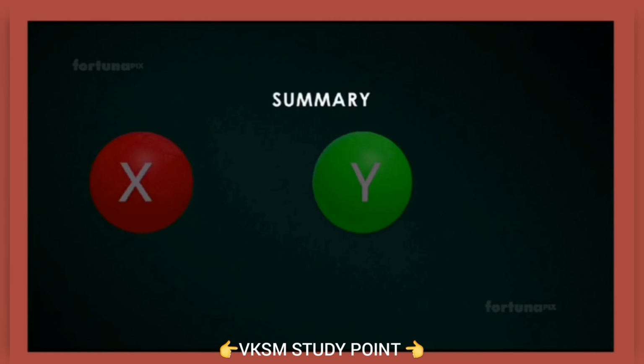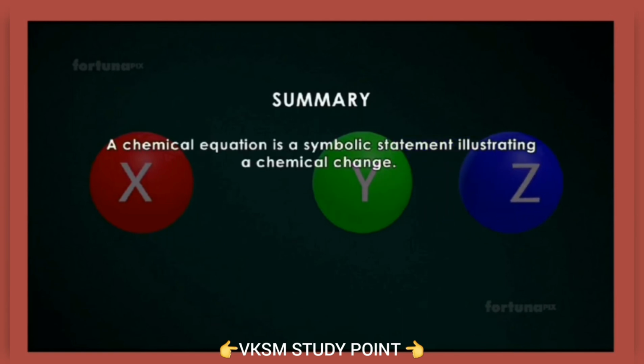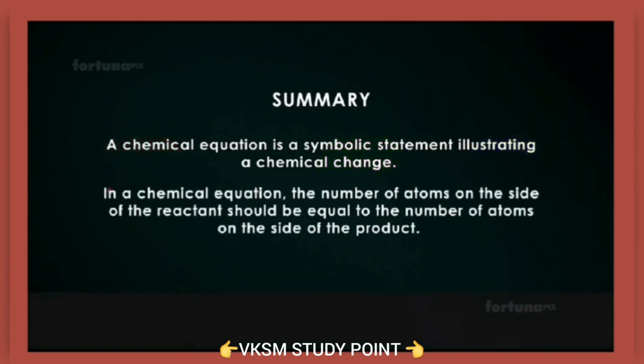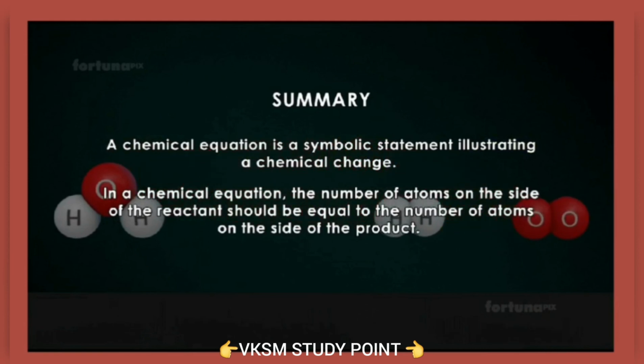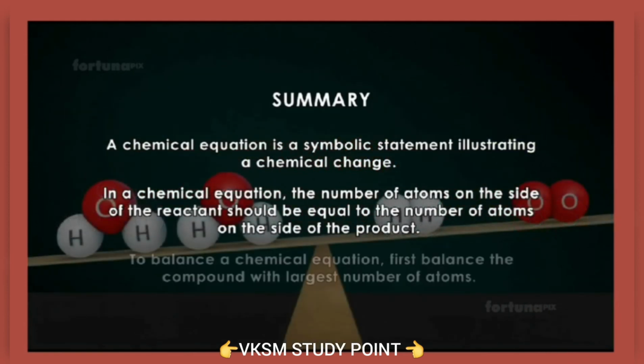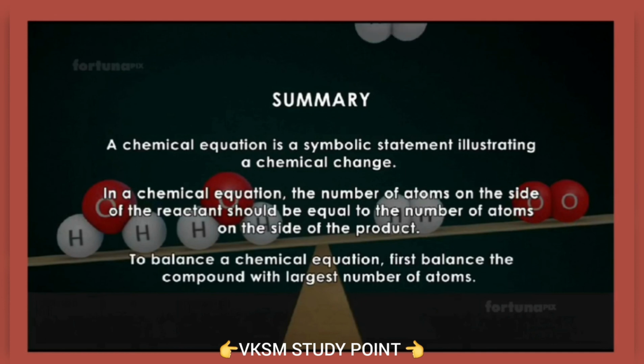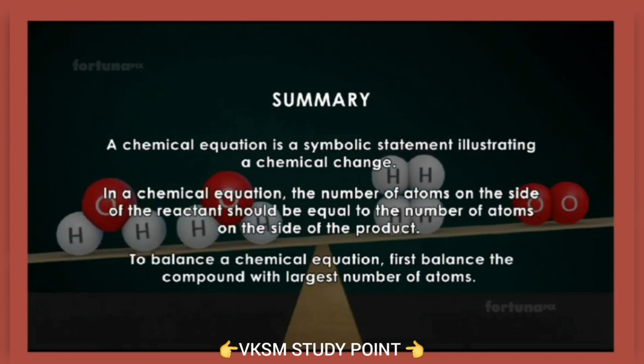Summary: a chemical equation is a symbolic statement illustrating a chemical change. In a chemical equation, the number of atoms on the sides of the reactant should be equal to the number of atoms on the side of the product. To balance a chemical equation, first balance the compound with largest number of atoms.